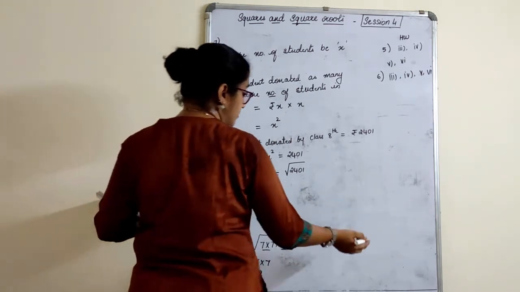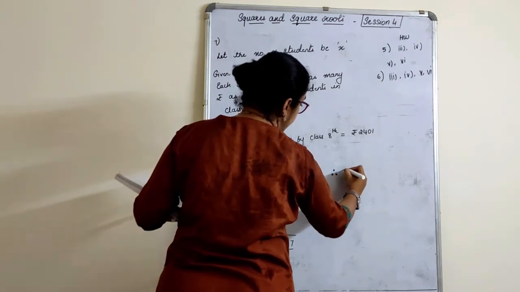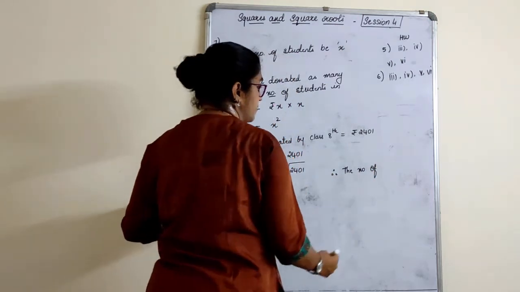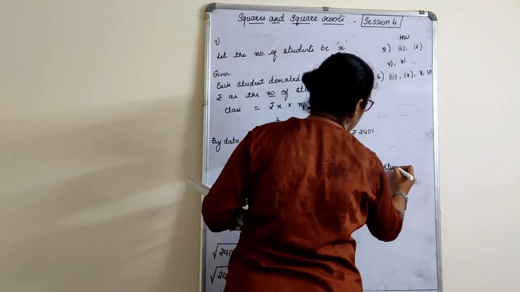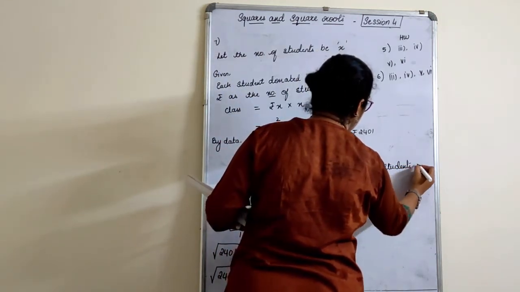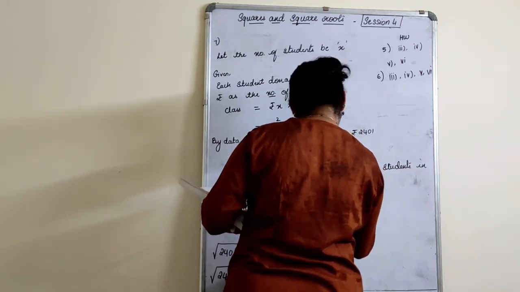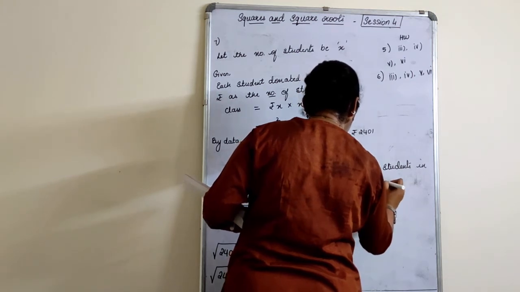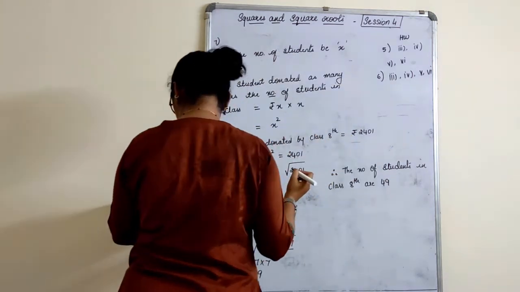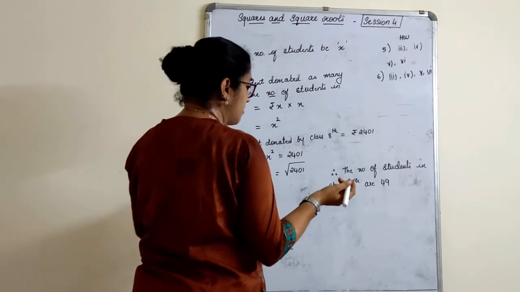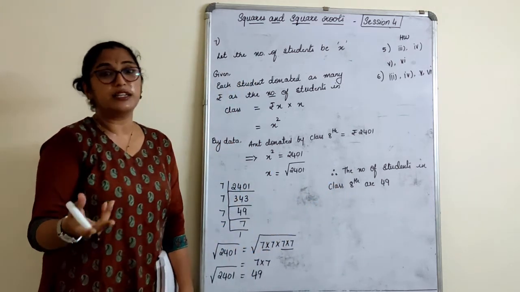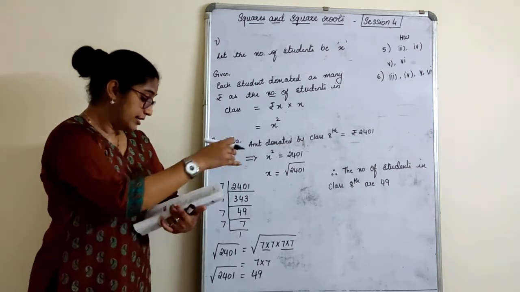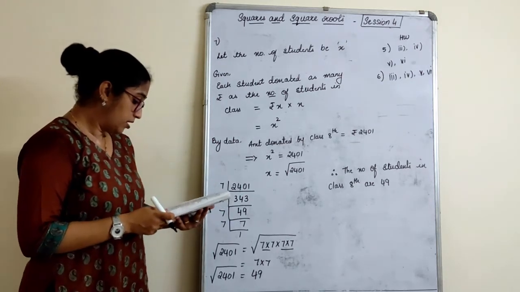Give the concluding answer and write it here. Therefore, the number of students in class 8 are 49. Now they have not asked for the amount donated. If they had asked, the amount donated by each student is also 49. Okay, that's how the answer is. Let's quickly go with the next one.